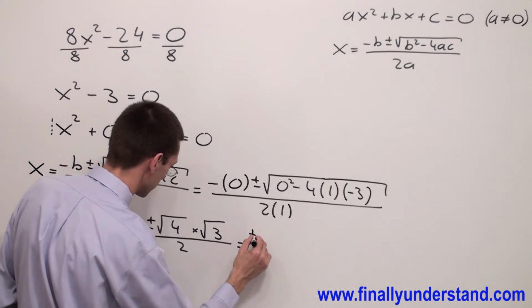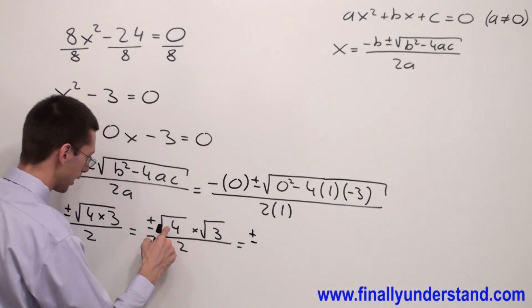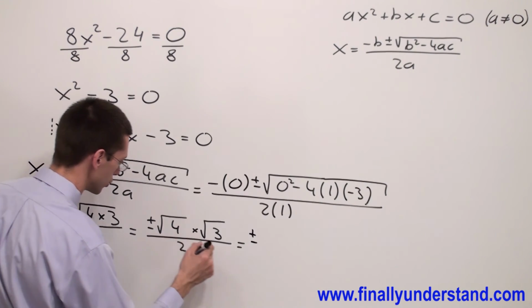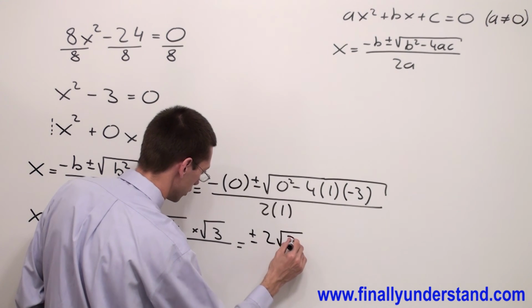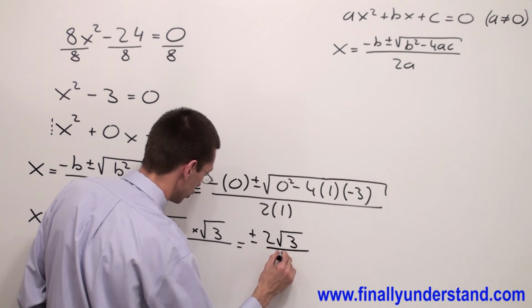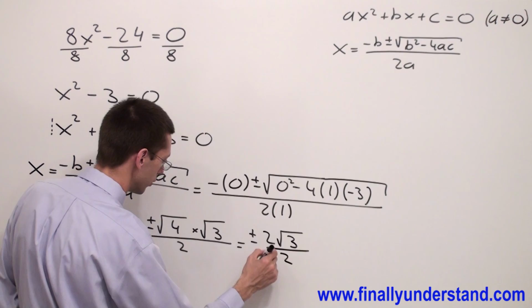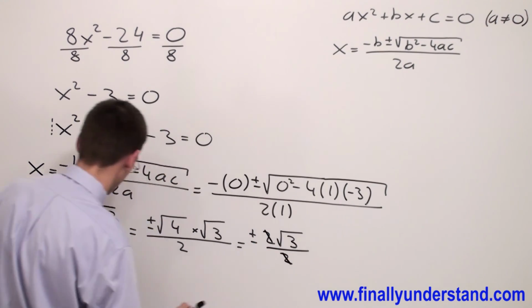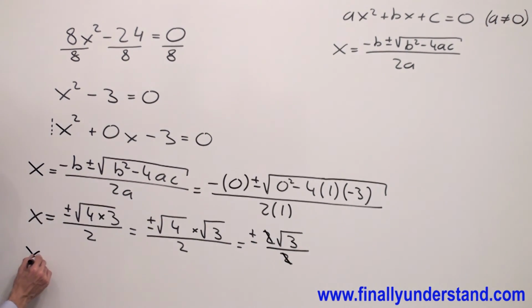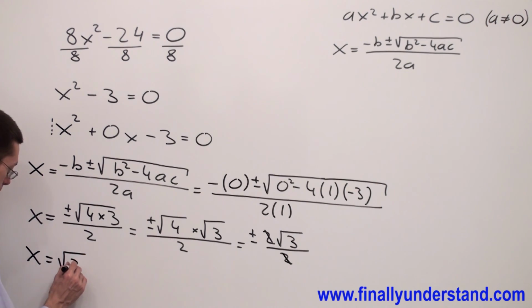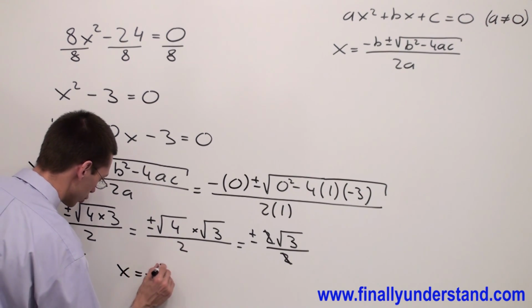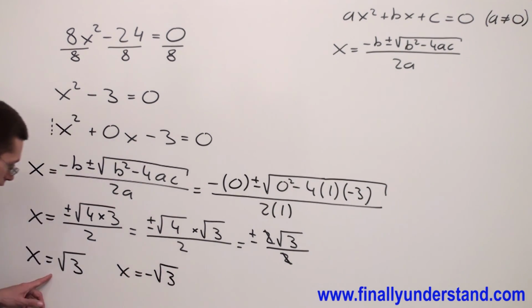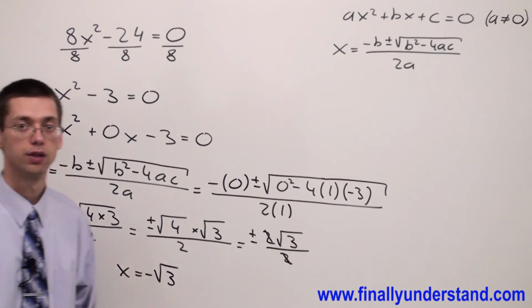I'm going to have plus minus. I have square root of 4, which is equal to 2, square root of 3, over 2. 2 and 2 will cancel out, and I have x equals positive square root of 3, or x equals negative square root of 3. And these are the solutions to my problem.